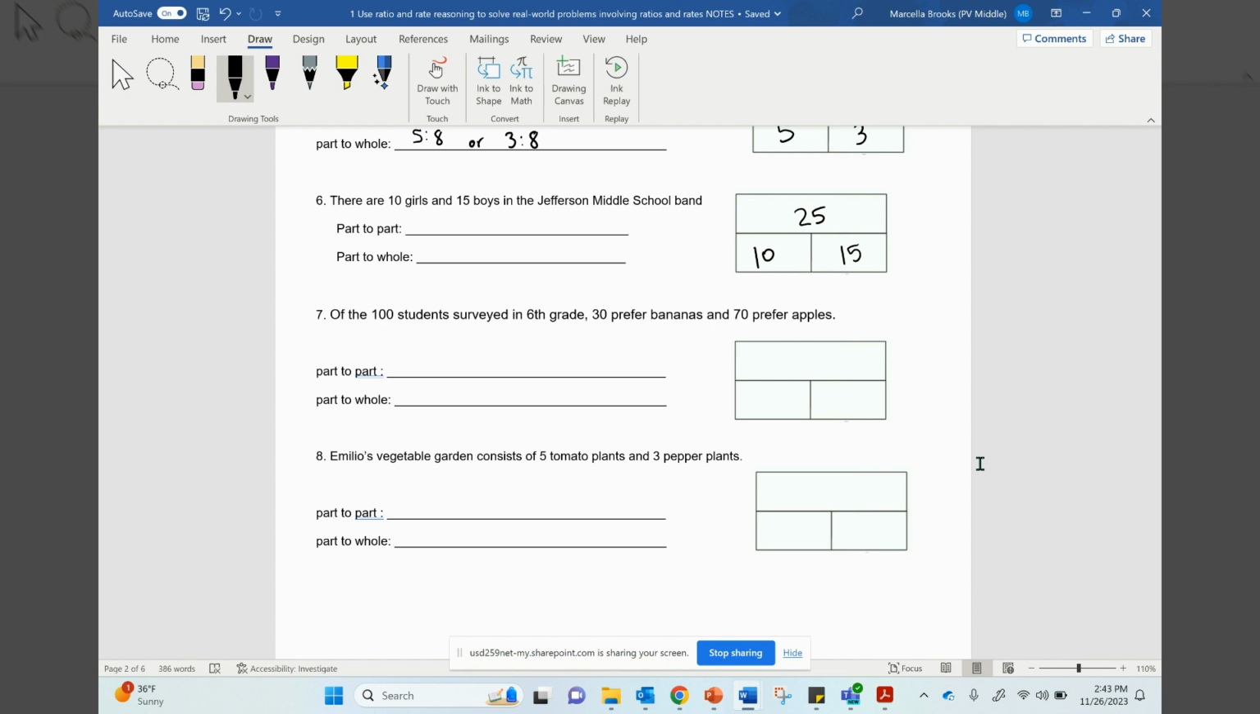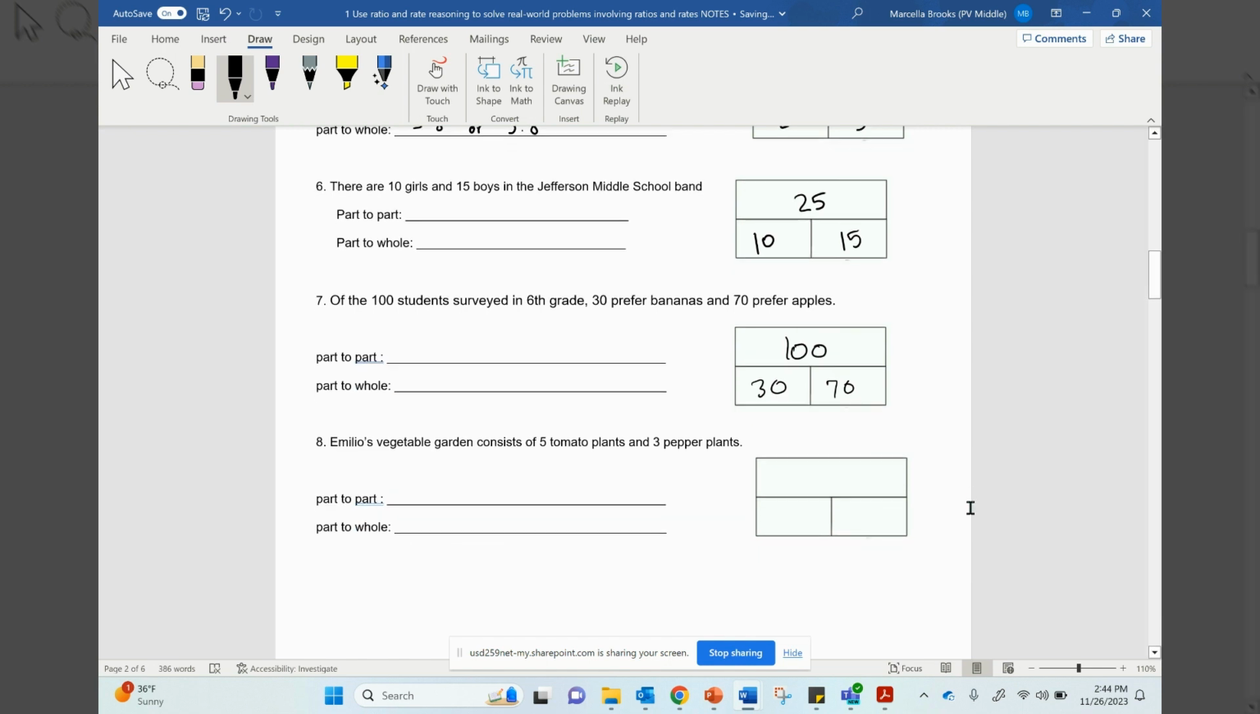Number 7. Of the 100 students surveyed in 6th grade, 30 prefer bananas and 70 prefer apples. So they tell us the whole on this one. So there's 100 students and 30 of them like bananas and 70 like apples. So see if you can write a part to part and a part to whole ratio for that one.